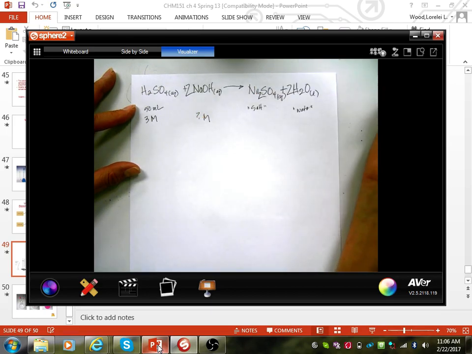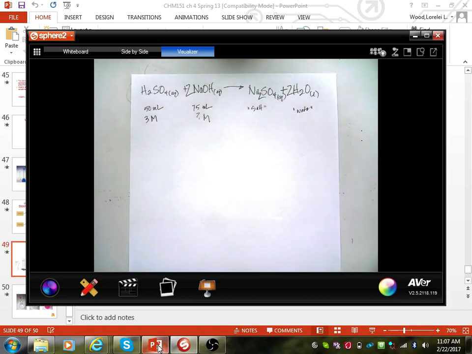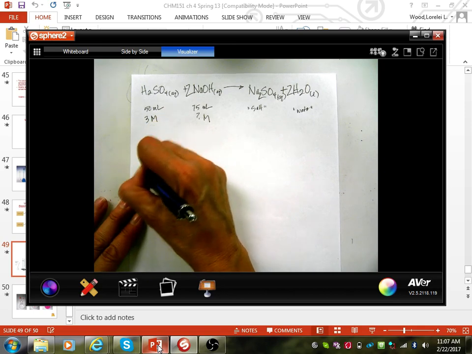But I do know that it took me 75 mils of the sodium hydroxide, whatever the concentration of it was, to neutralize everything, because when I add the acid and the base together, I had an indicator. And the indicator told me when everything was neutral, right? Turned pink or whatever it is, whatever indicator it was that you used. Okay, well, I'm liking BCA.